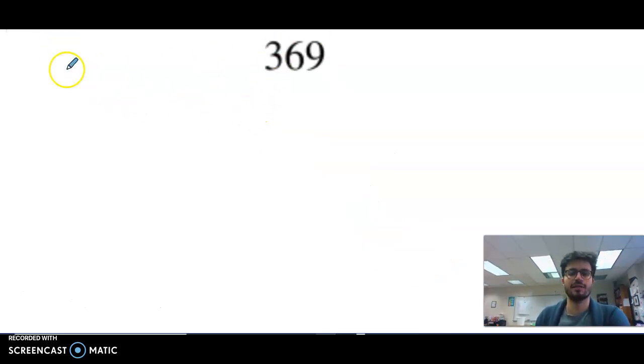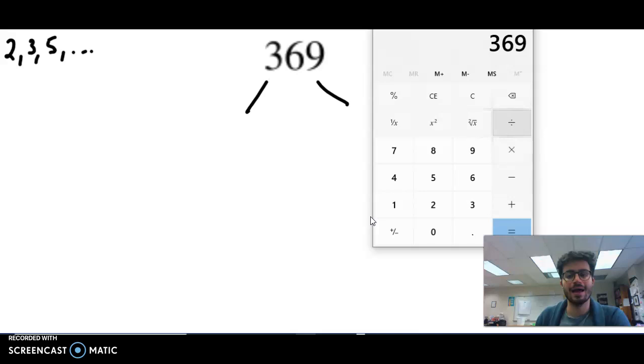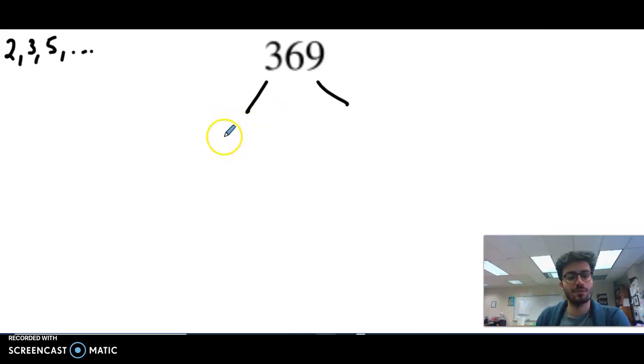Let's try 369. So I'm going to write some of the primes we want to start thinking about. So 369 cannot be divided by 2. So let's try 3. 369 divided by 3 gives us 123. Okay, let's keep going. 123 we can split up, and I'm just going to move the order in which I wrote these.